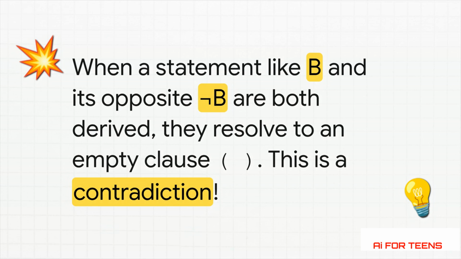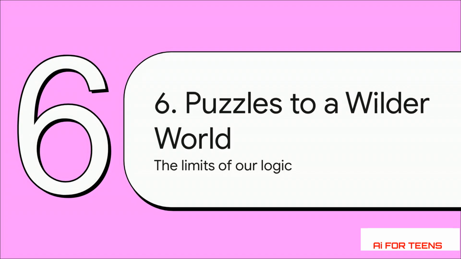A contradiction in logic is when you prove that some statement, we'll call it B, is somehow both true and false at the same time. That's impossible. In logic, this beautiful moment of impossibility is represented by an empty clause. When the AI derives this, it knows its assumption was faulty, and therefore, the opposite must be true. Case closed.